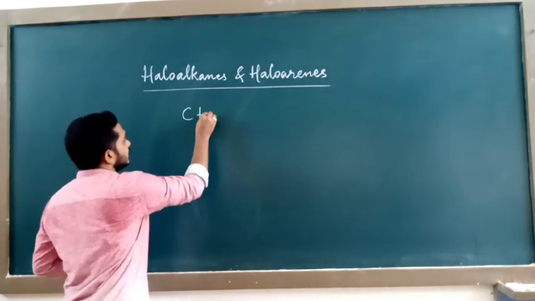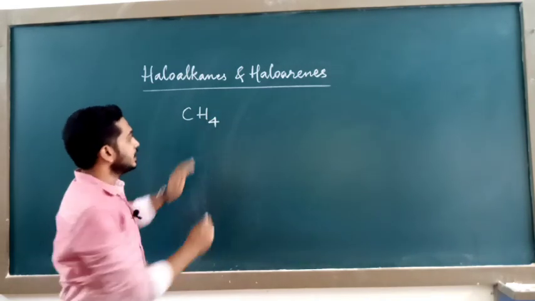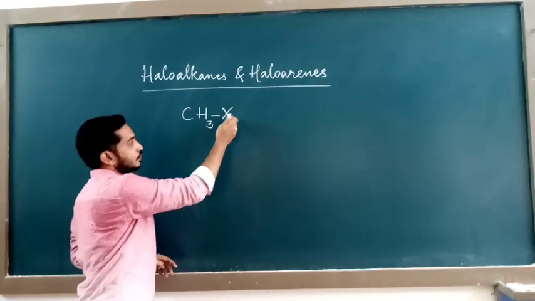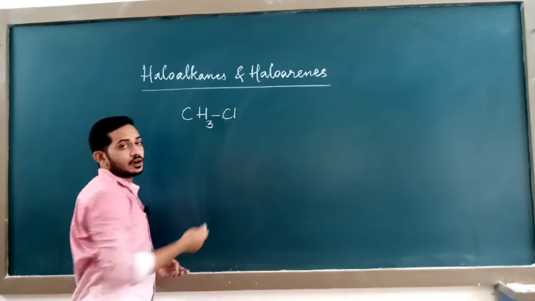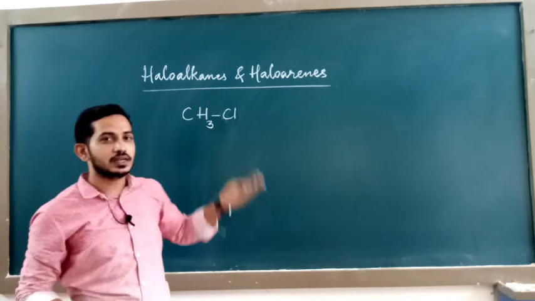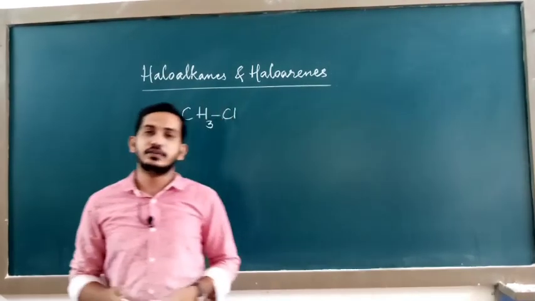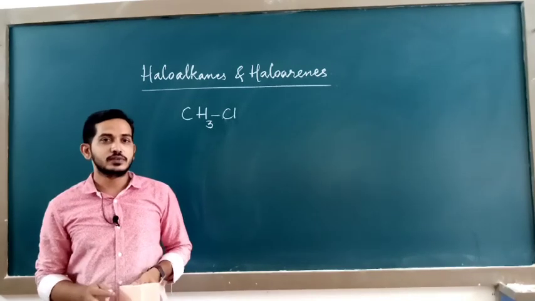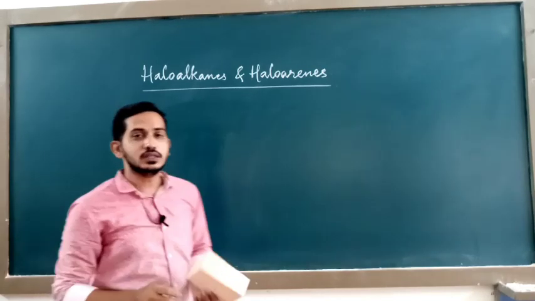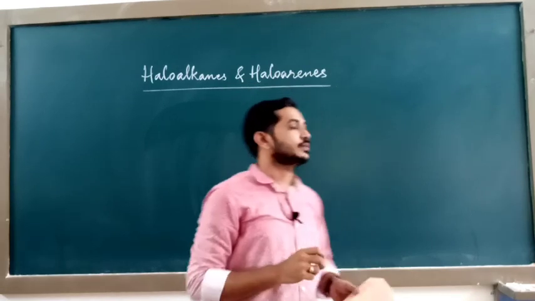Now if I write CH4, this stands for methane. From this alkane, if I replace one hydrogen by any halogen, say Cl or Br or I, then this becomes a haloalkane. So what are haloalkanes? Haloalkanes are organic compounds that are considered as halogen derivatives of alkanes. Haloalkanes are the organic compounds in which one or more hydrogen atoms of alkanes are replaced by halogen atoms.